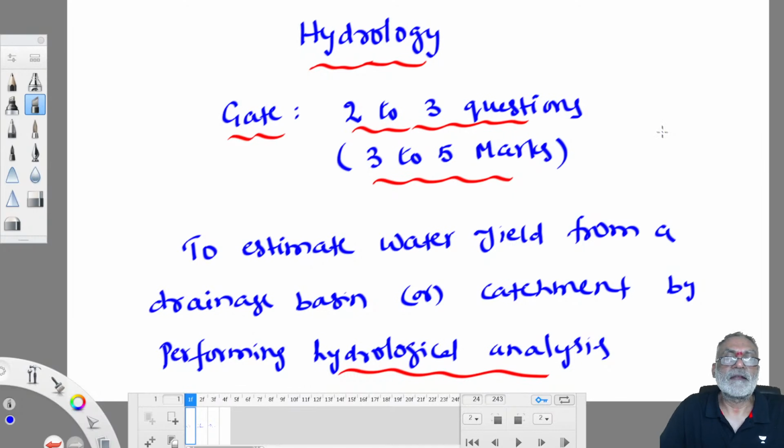Hydrology is a very important course in the GATE exam. Though it is a very small subject, it has decent weightage. You'll get 2 to 3 questions accounting for 3 to 5 marks.